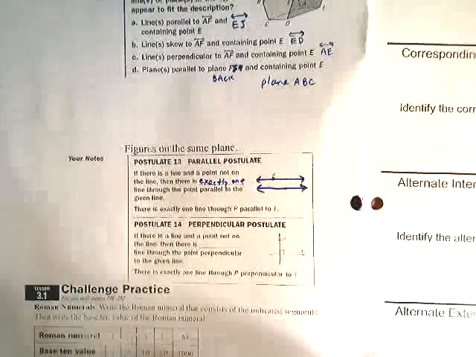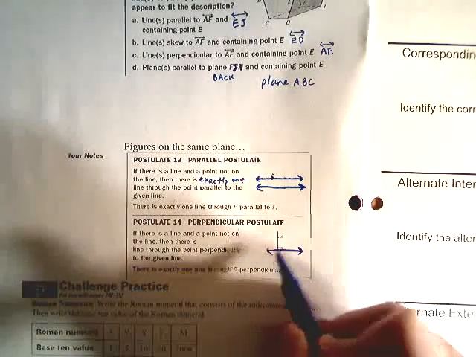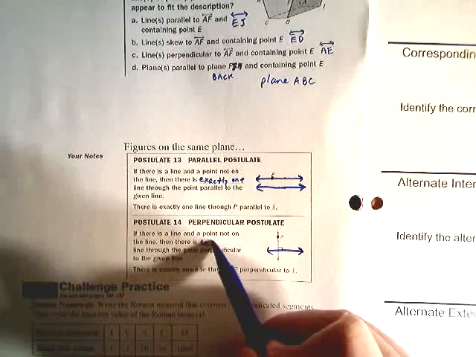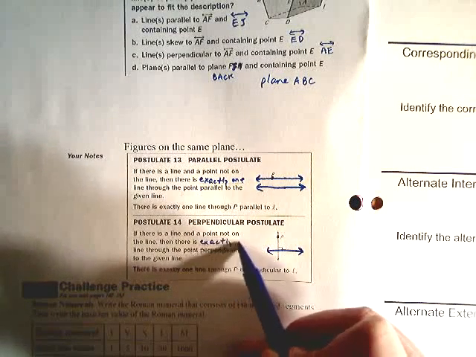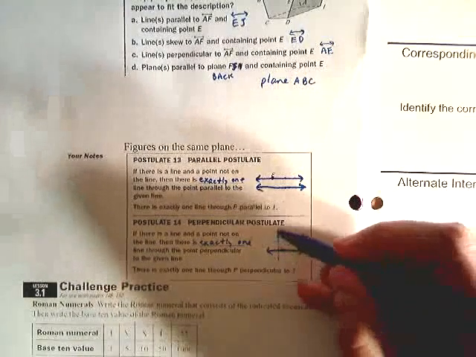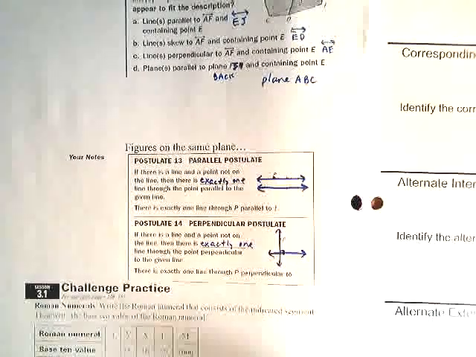Postulate number 14 is very similar to that. If you draw a line and then you draw a point not on that line, there's going to be exactly one line that goes through that point that is perpendicular to the first line that you drew. 90 degrees.